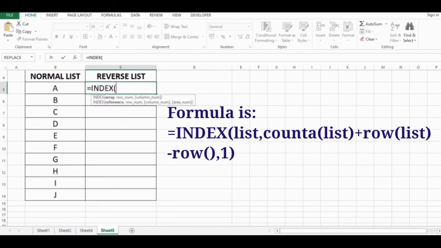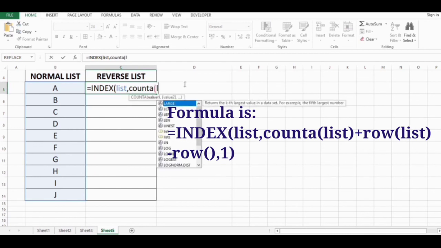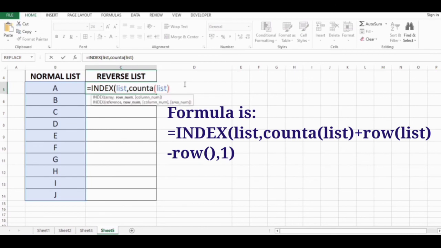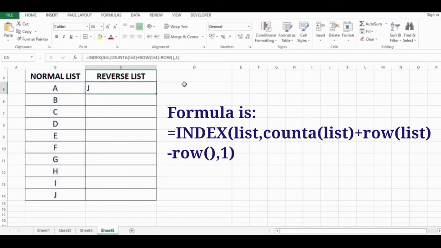Now I will put the formula: INDEX, bracket start, then I will type list, which I've denoted, and then comma. I will write COUNTA. COUNTA here returns the count of non-blank items in the list. In the bracket I will again type list and close the bracket, plus ROW. Here ROW will return the starting row number of list. In the bracket you will type list, then minus ROW with a blank bracket, then comma, and 1. Now you can drag this formula till the end, and you can see that this list has been reversed.